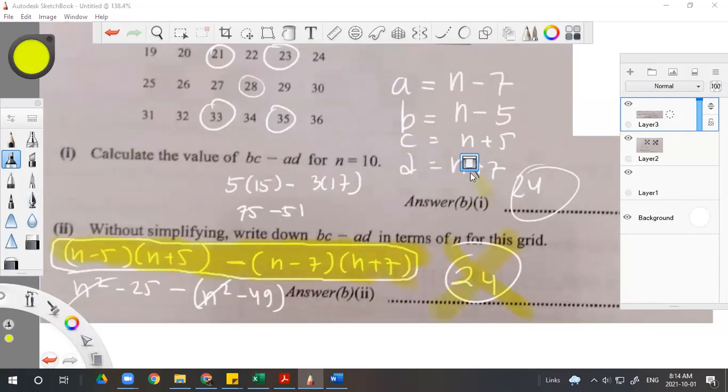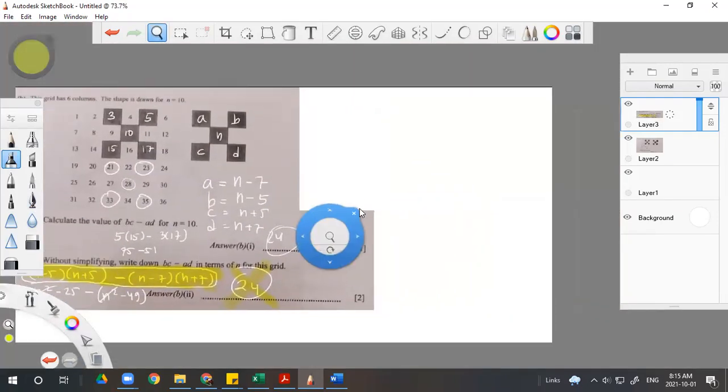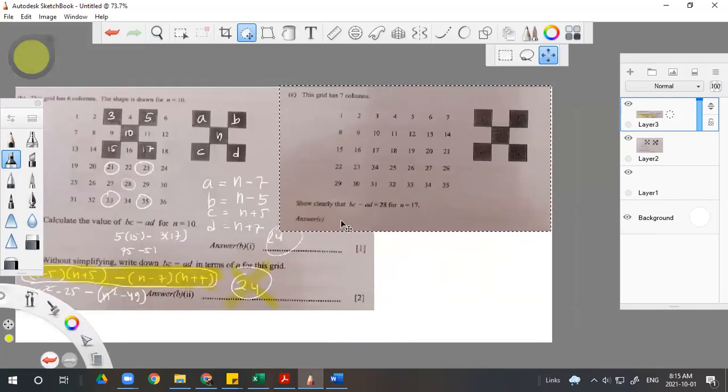Oke, yang penting tapi kalau ditanya, kalau misalnya disuruh tanya tahu dapat. Thanks, thank you. Now let's try to do this with seven columns.